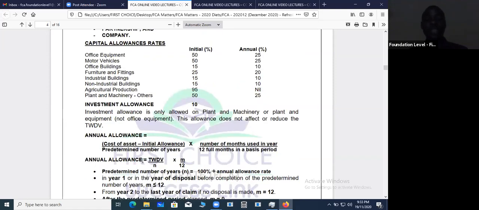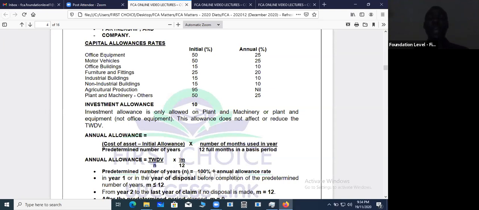So you see, the number of years, which is the predetermined number of years, N, because this cost minus initial allowance is called your tax written down value. This predetermined number of years is called your N. How do you get your N? Simply say 100% divided by the annual allowance rate. So 100 divided by 25 gives you 4 years. That means you will have to put 4 as your N here.